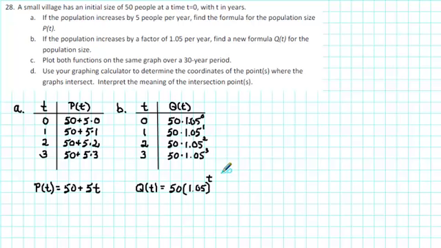Part C asks us to plot both functions on the same graph over a 30-year period. In order to do that, it would be helpful to have a table of values to show us how the population increased over the 30-year time period. So let's use our calculator to help us.